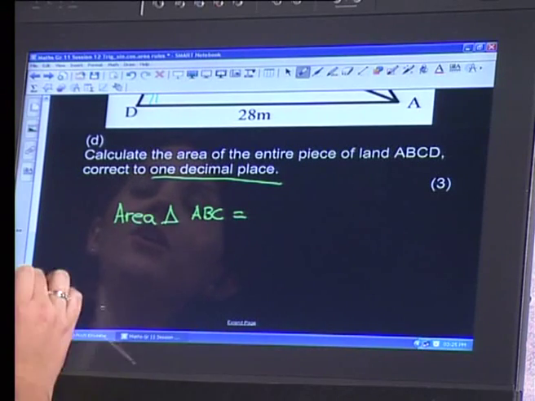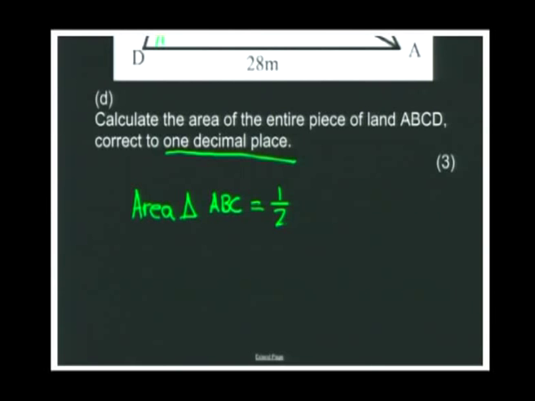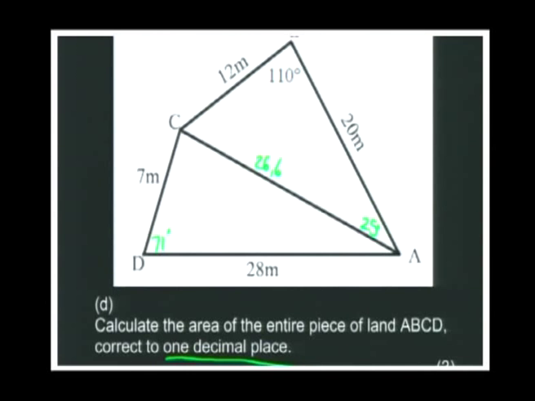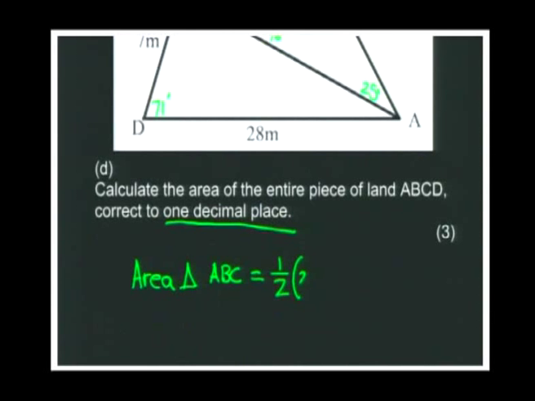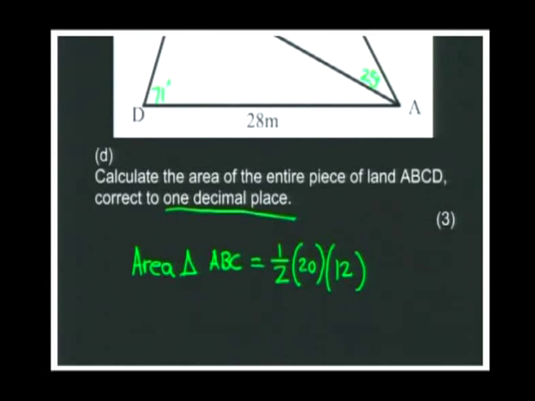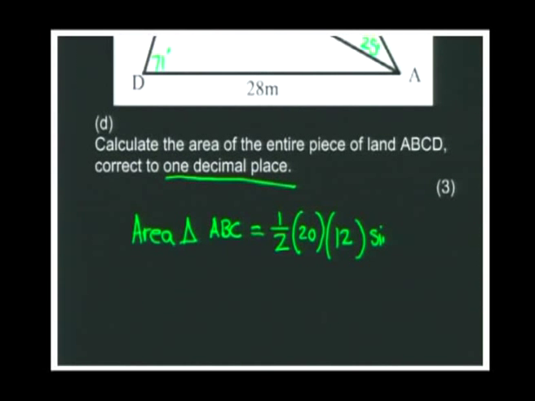We need to find our area. We are going to start off with half, and now let's have a look at the values we need to substitute. For A, B, C, let's use half of 20, and then we're going to use our value of 12. Okay, so I'm using 20 and 12, which means I'm going to have to use my included angle of 110 degrees. So sine 110 degrees, and I can work that out in that way.